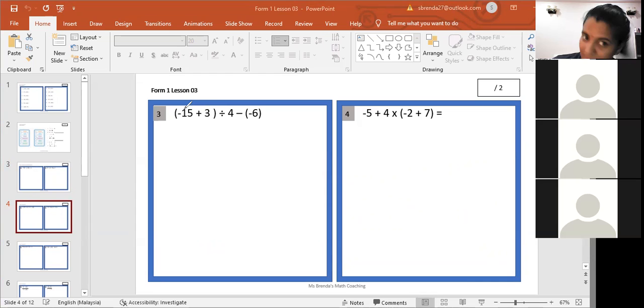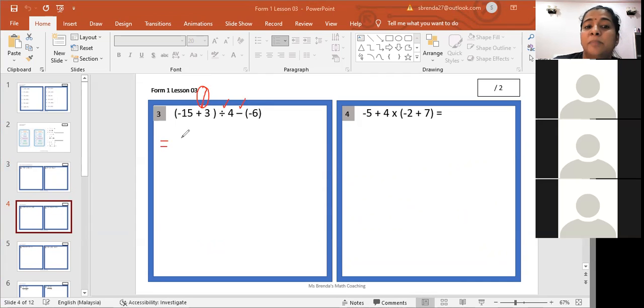So negative 15, this is a negative number, plus 3, this is a bracket here. So this has to be done first. Now there is a division, there is a subtraction, and a negative 6. So obviously the bracket must be done first, followed by the division, followed by the subtraction. It's almost in order. So I do the brackets first.